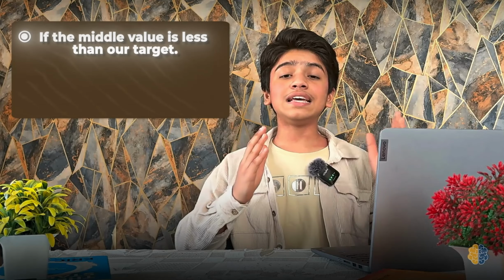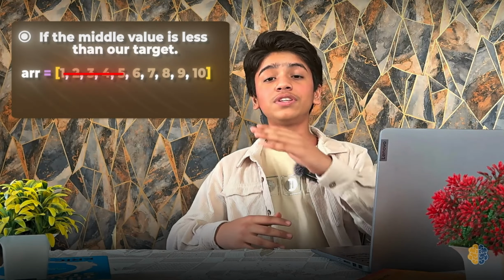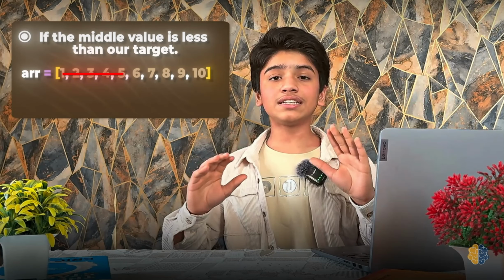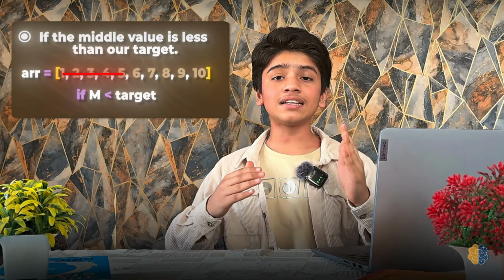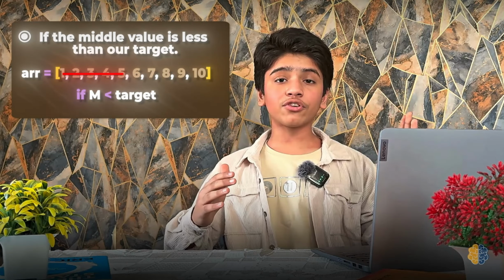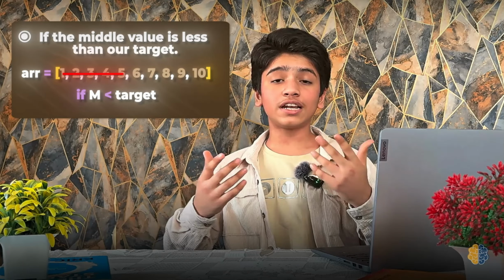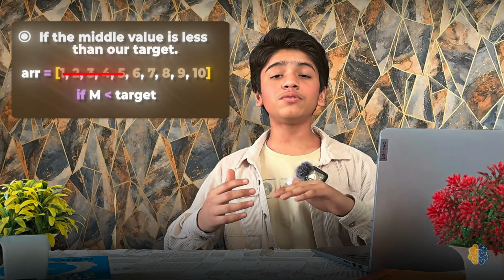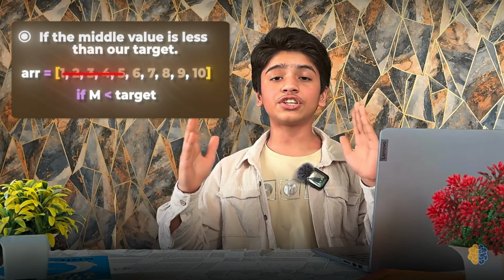The first condition is if the middle value is less than our target. If that's the case, then we remove the left half of the array. The reason we do this is that if the middle value is less than the target, then all of the values to the left of the middle value are also going to be less than the target, due to the array being sorted. So we remove the left half of the array, which decreases the area that we have to search by half.